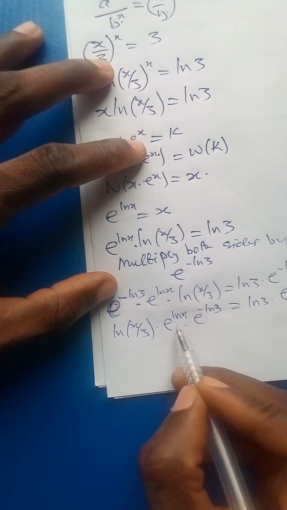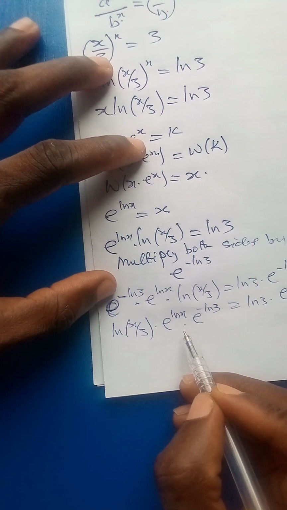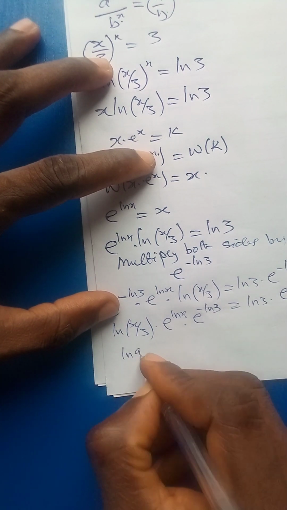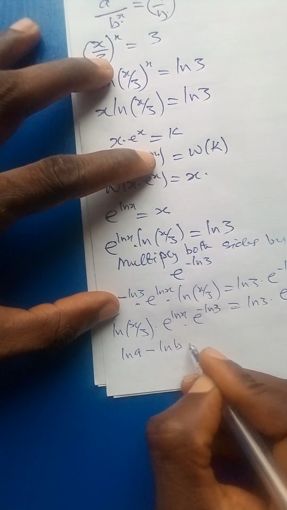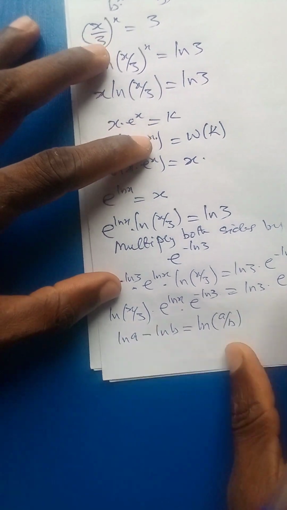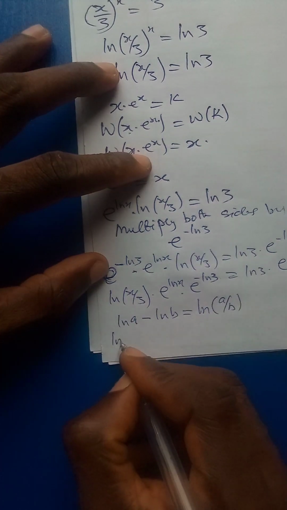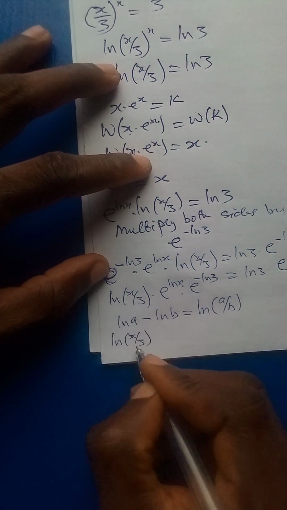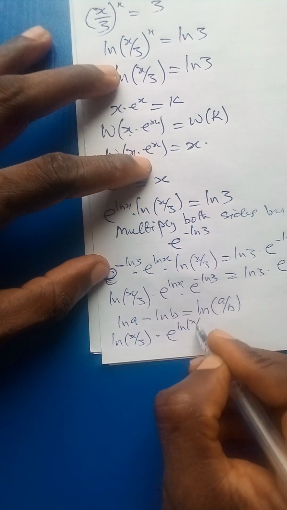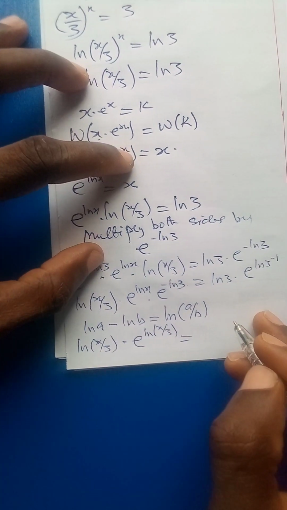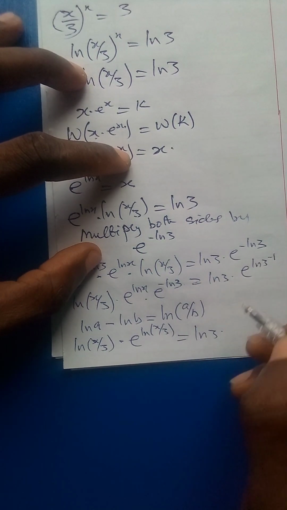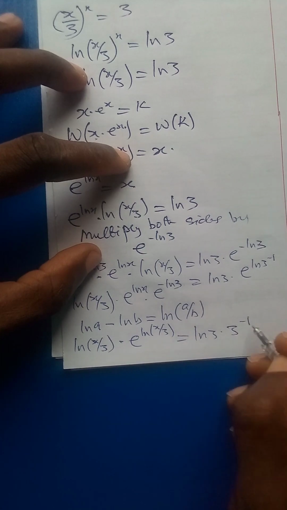Good. Now in this part, I'm going to apply the subtraction law of logarithm. If I have ln a minus ln b, it can be written as ln of a over b. So what I have now is ln of x over 3 times e to power ln of x over 3 is equal to ln 3 times, now this one can be written as 3 to power minus 1.